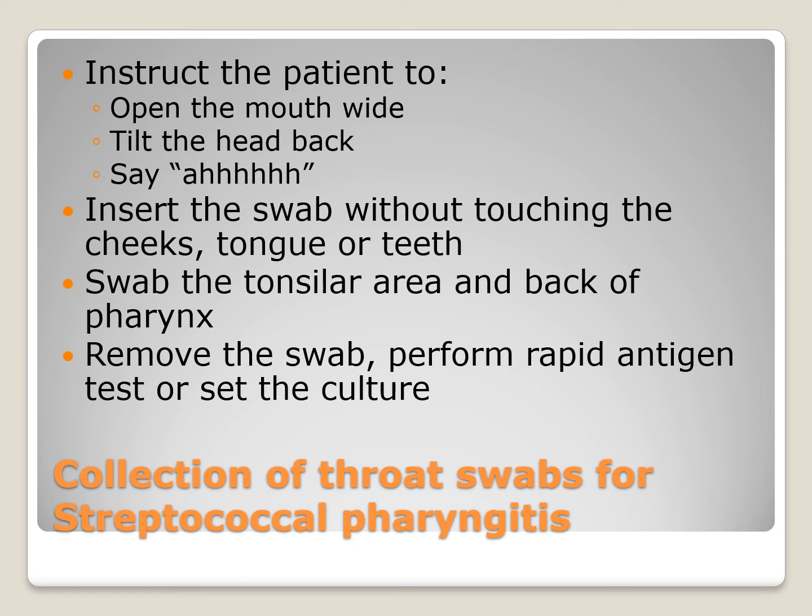Then we can insert the swab into the mouth, and we don't want to touch the inside of the cheeks. We don't want to touch the tongue or the teeth. Instead, we want to swab the tonsillar area and also the back of the pharynx. We remove the swab without touching the tongue, cheeks, or teeth, and then we perform rapid antigen testing and set a culture. So let's take a look at what a throat with strep throat looks like.